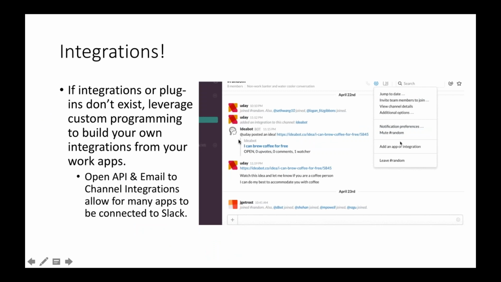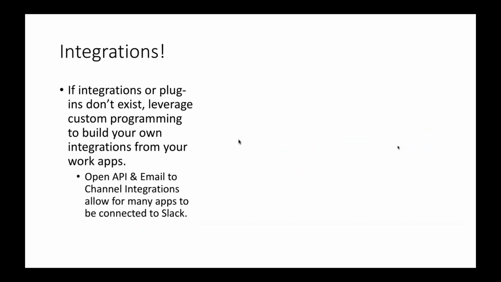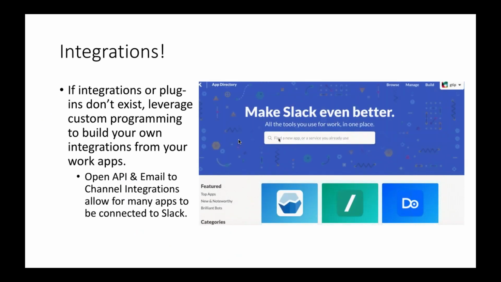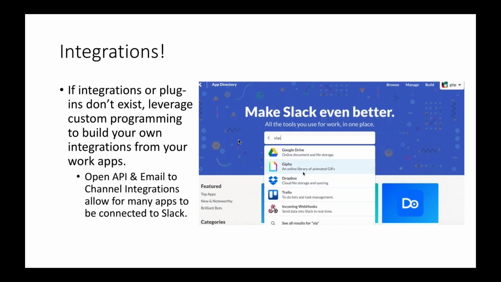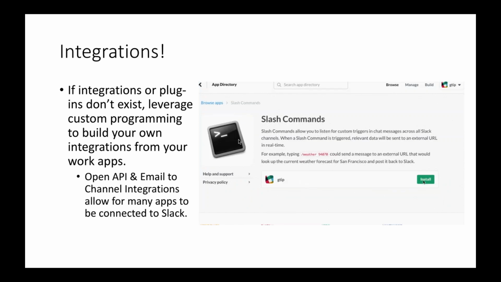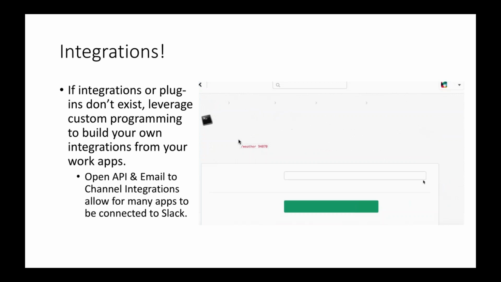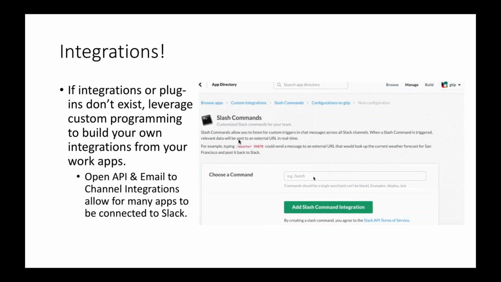If there isn't an integration for it, you can actually program one, and it's not difficult to do. And these APIs and email integrations streamline so much effort and make magic happen. And so you can start building commands and using the built-in functions of Slack and all of its power to do some really amazing things.